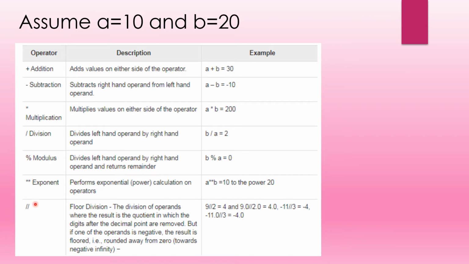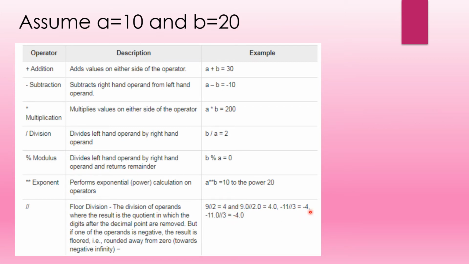Next we come across floor division. This is the floor division symbol. Let us see what it is. It is the division of operands where the result is the quotient in which the digits after the decimal point are removed. But if one of the operands is negative, the result is floored, that is rounded away from 0 towards negative infinity. For example, if you divide 9 by 2, you will get quotient 4 and remainder 1, and it gives only the quotient. It will not give the answer in decimal. It will remove that and give only the first part of the quotient.